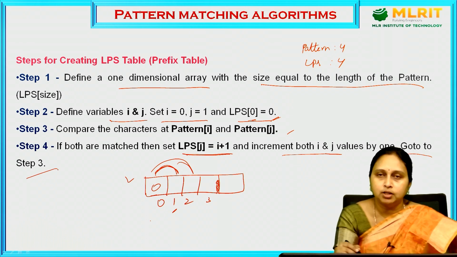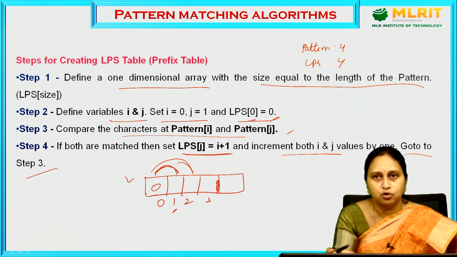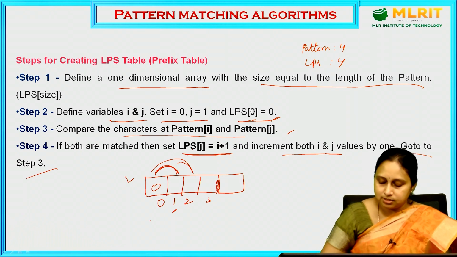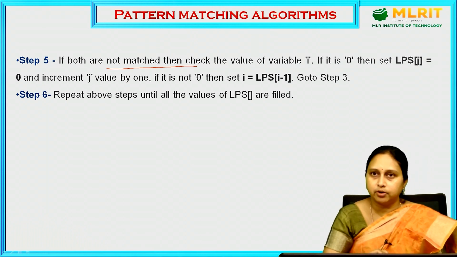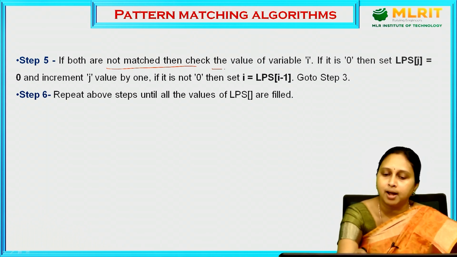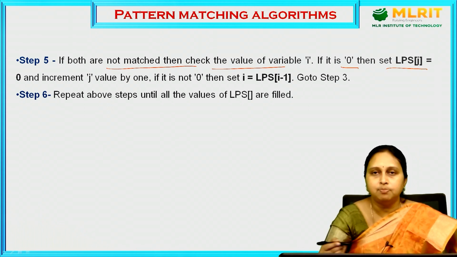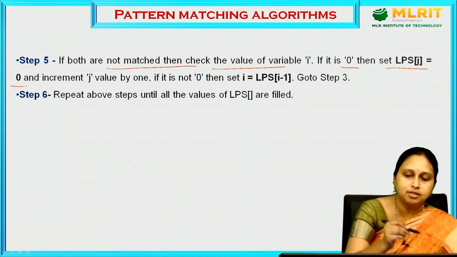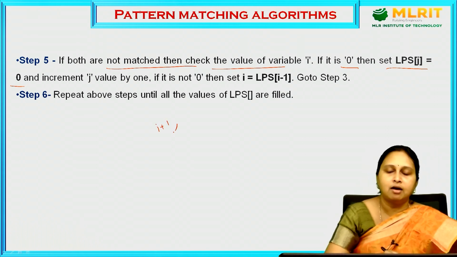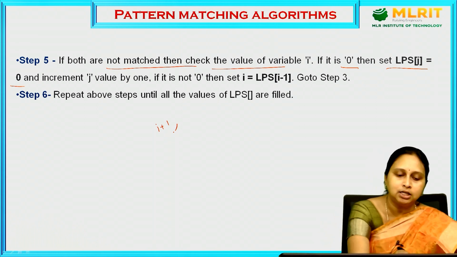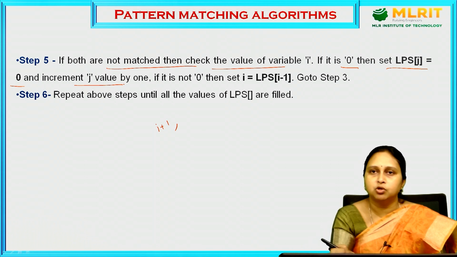Again, after doing this, we are going to repeat the same process. Again we are going to check pattern of I and pattern of j. We are going to repeat the same process, and if it is matched, we are going to do some process. If both are not matched, check the value of variable I. If it is 0, then set LPS of j to 0. In the previous case, we have set it to I plus 1, and at the same time we have incremented I and j values. But here, if it is 0, then we are going to make LPS of j to 0.